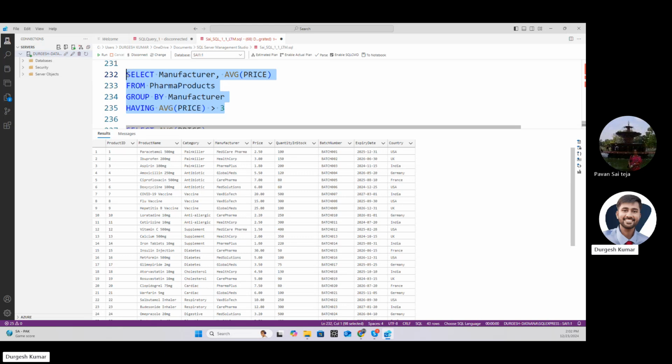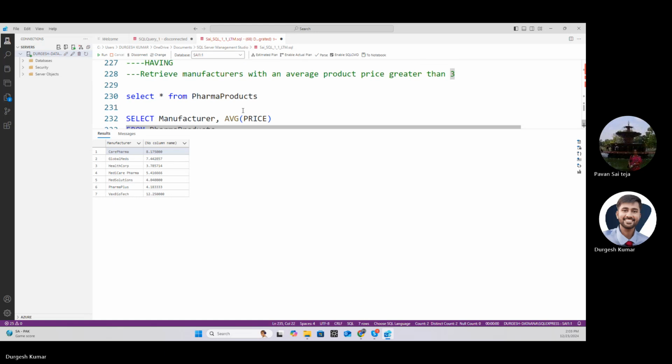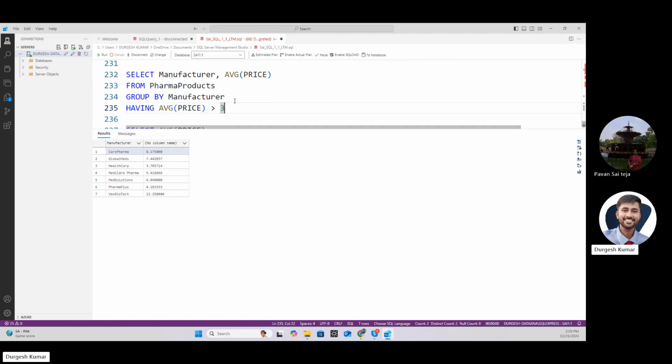Now if you run this, you will get that. Look at this. So in Care Pharma, the average price is 8.17, which is greater than 3, and you have the answer. Our question was to retrieve manufacturers with an average product price greater than 3. Yes, this is correct. So this will be the answer.